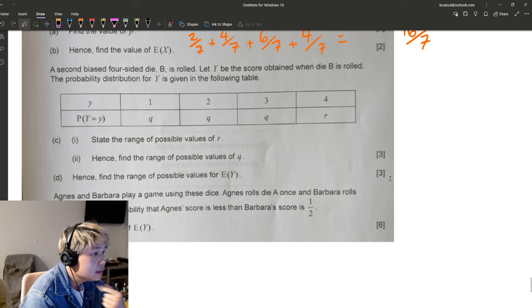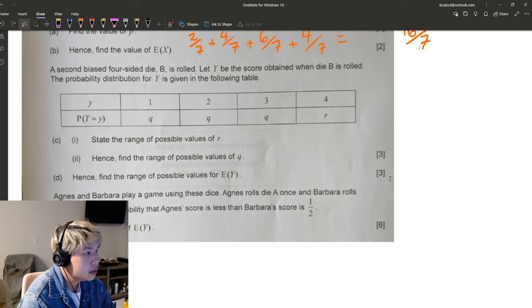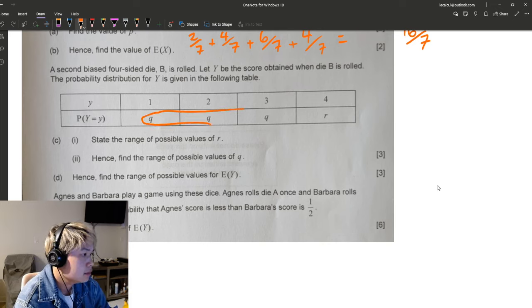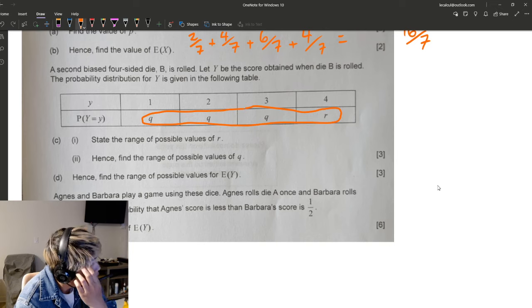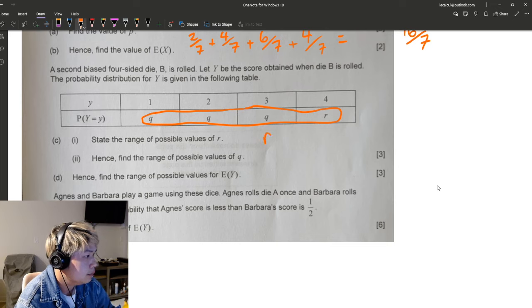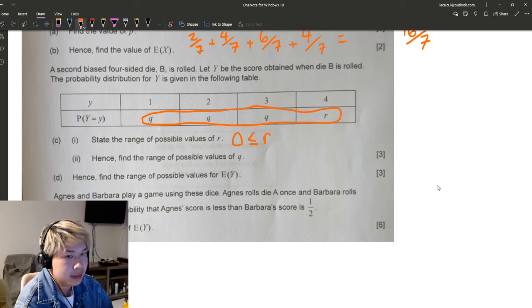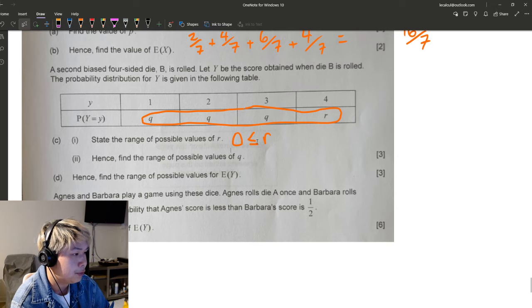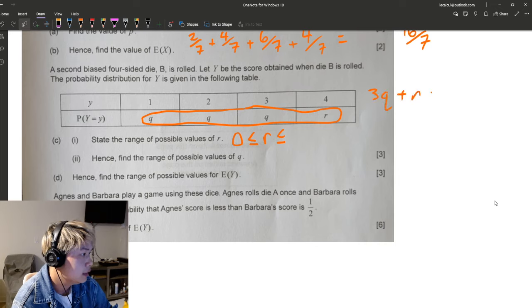Then you roll a second die, and this is going to have a random variable of y. And then here's the probability distribution table. State the range of possible values of r. Sure, okay. So we know that r, at the very least, could be 0. Maybe this die is completely rigged and you can't roll a 4. So this is the lower range of r. And then to find the upper range, well, remember that the 4 probabilities need to sum to 1. So 3q plus r needs to equal 1. In other words, r needs to be 1 minus 3q. So 1 minus 3q is, I guess, the upper bound?